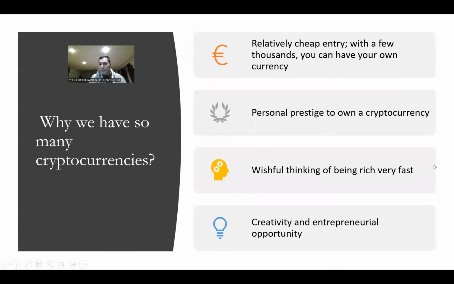Some people own a crypto for personal prestige, wishful thinking, and some people like me for entrepreneurship and innovation. So there are different reasons why there are so many cryptocurrencies. Some people say, I want to have a cryptocurrency under my name, like Bonaparte coin or Smith coin or whatever. Prestige. You like it.